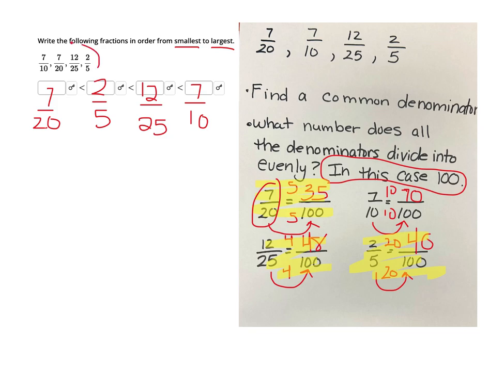So in order to compare these fractions, or any fractions with different denominators, it makes it a lot easier if you make it all out of the same number of parts so that you can compare the numerators. And then you can put them in order from smallest to largest, or if it asks you largest to smallest, you would just reverse the order.